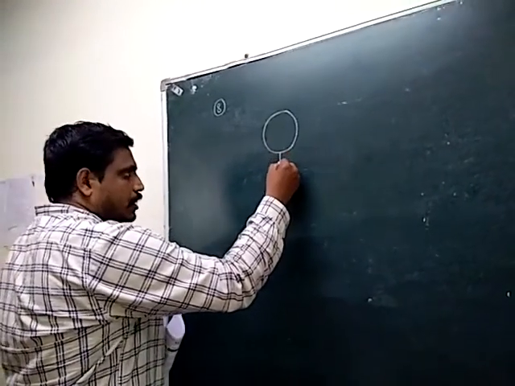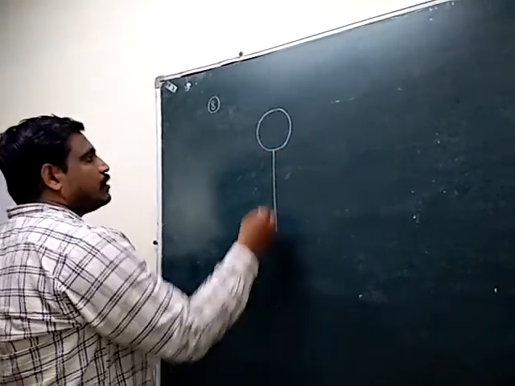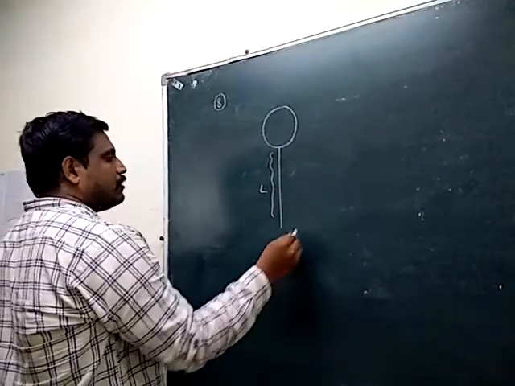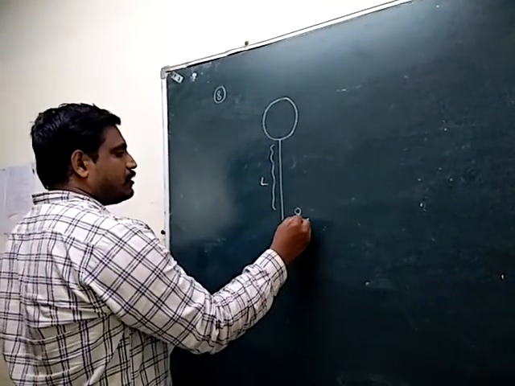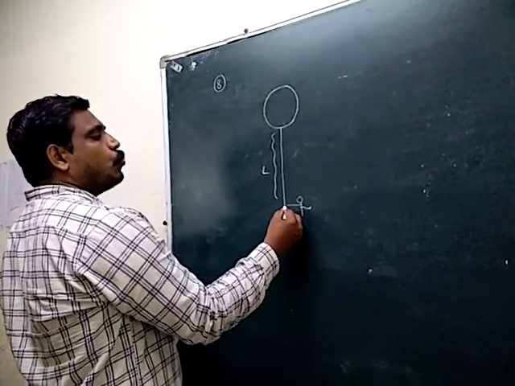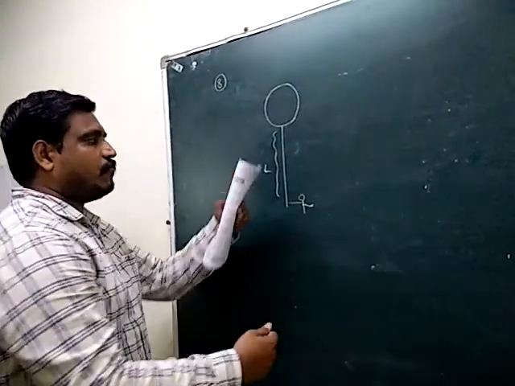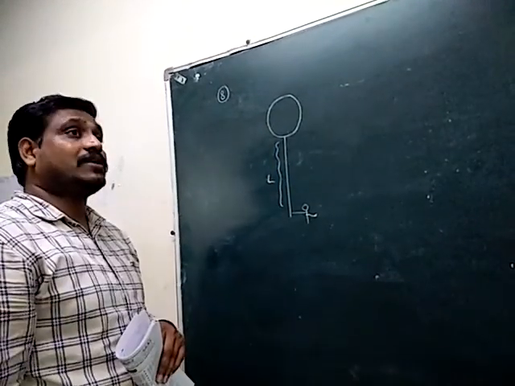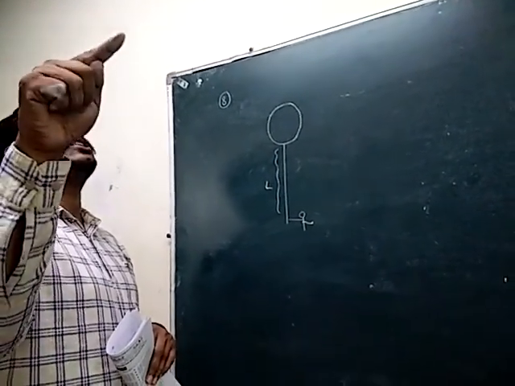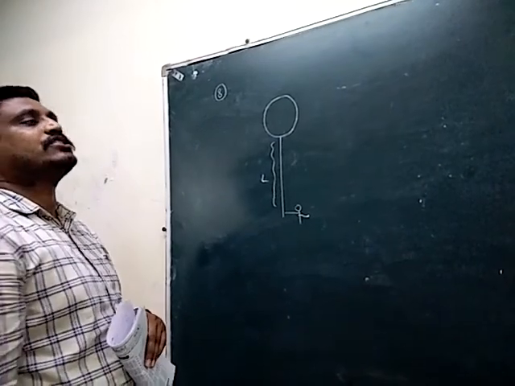Balloon. Here, this is the thread. Thread length is L. Here a monkey is there. This monkey is moving from one end of the string to the other end of the string. Here one body exerts an action, the other body exerts an opposite reaction, according to Newton's third law.